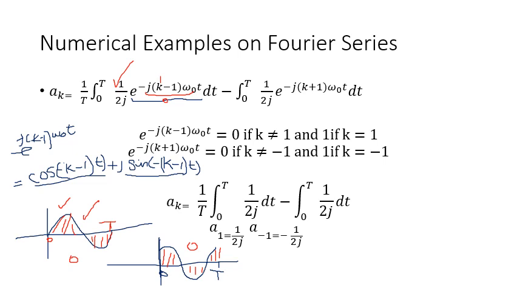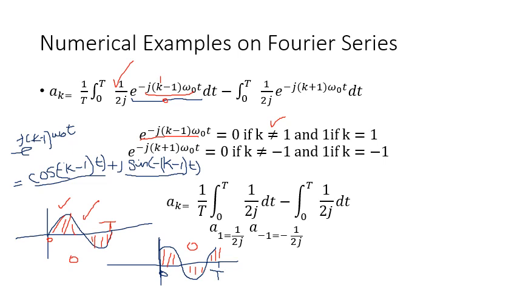So 1 minus 1 will be 0, and then we get some value. If k is not equal to 1, for all values, whether k is 0 or 100, 200 or minus 100, minus 200, all these values will result in 0.